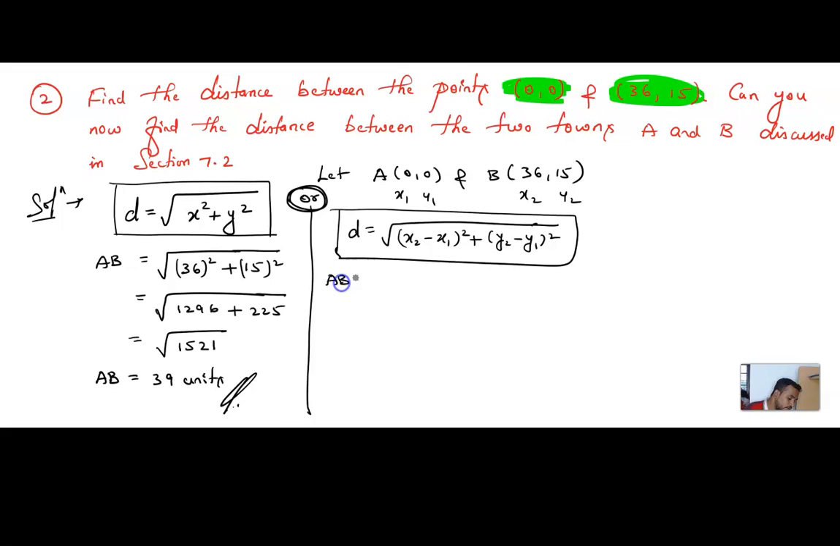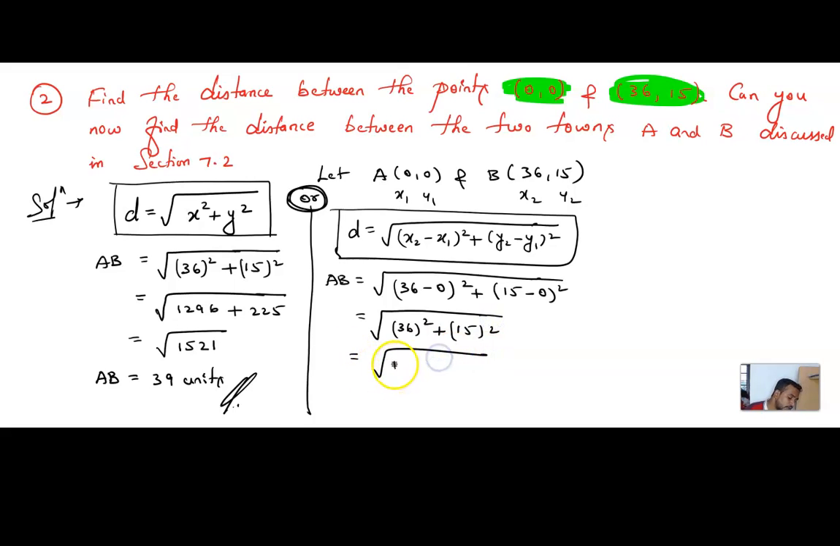So AB is equal to root of, what is x2? That is (36 minus x1, which is 0) whole square plus (y2, which is 15 minus y1, which is 0) whole square. That is nothing but root of 36 minus 0 is 36 whole square, 15 minus 0 is 15 whole square. What is 36 whole square? 1296 plus 15 square, that is 225. So root of 1521, that's nothing but AB is equal to 39 units.